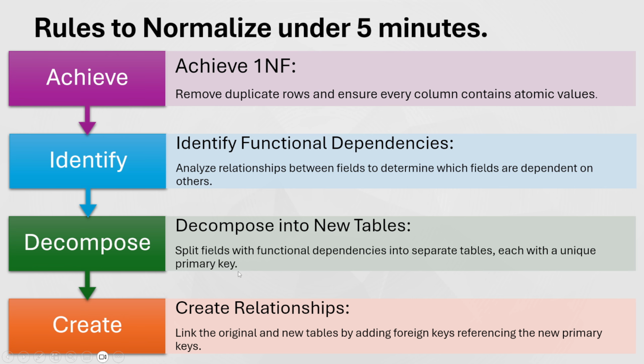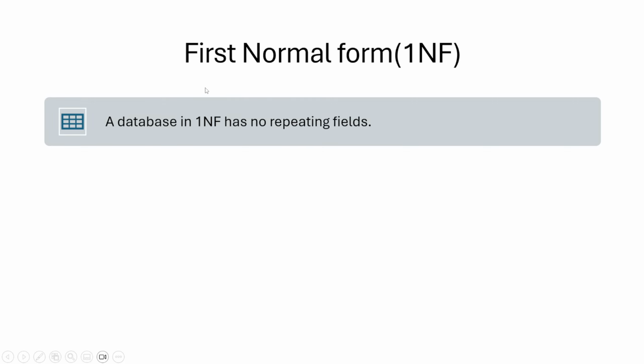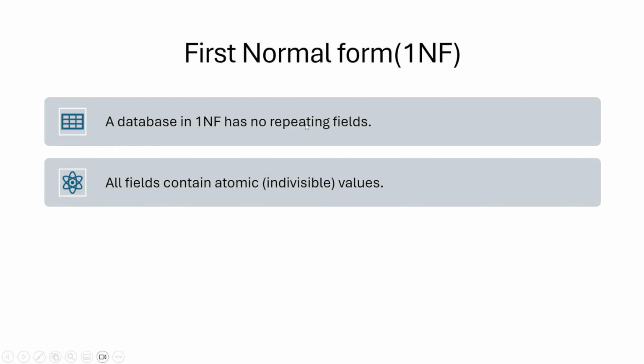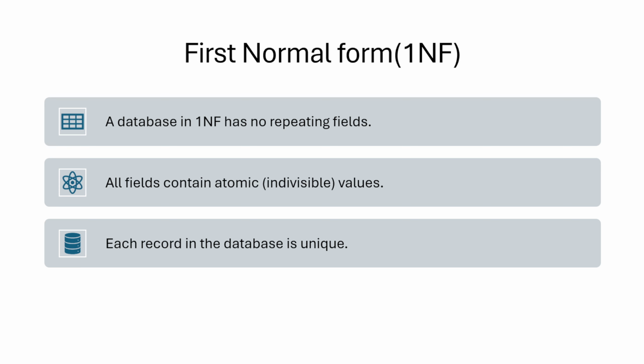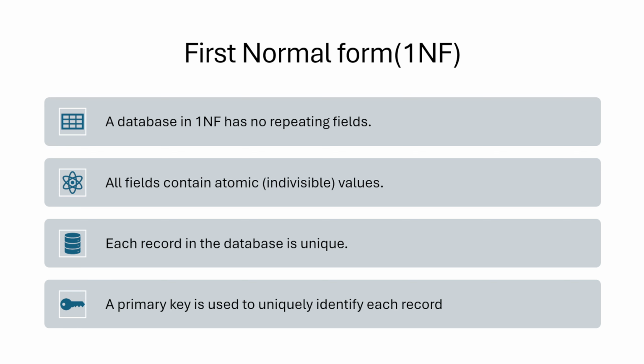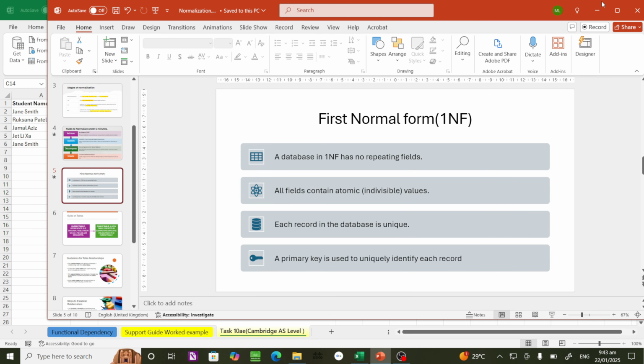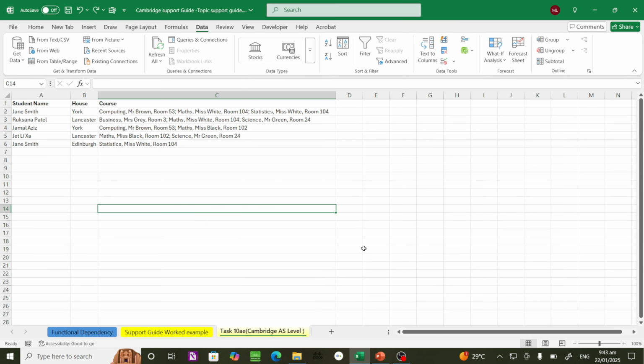So first of all, we mentioned that you need to achieve 1NF. Now what exactly are the rules for 1NF? A table that is in the first NF has no repeating fields, all fields contain atomic values, each record in the database must be unique, and there should be primary keys for each record. Having mentioned this, let's go to the question that we have.